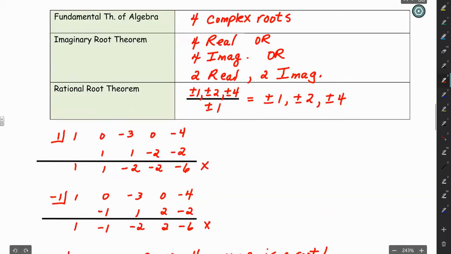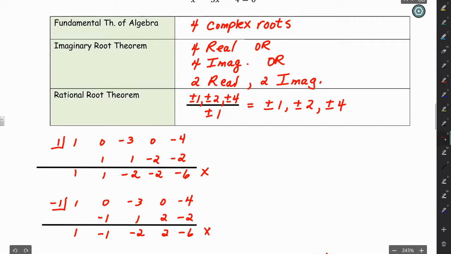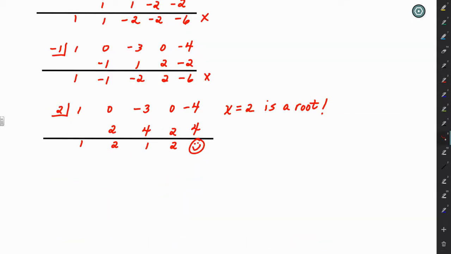Now, we started with x to the 4th, and when we use synthetic division, we reduce the polynomial by 1 degree. So what are we left with? We're left with x cubed plus 2x squared plus x plus 2 equals 0. But the same possible roots apply. So we know that 1 doesn't work, -1 doesn't work. We know 2 works. The next root we want to try is -2.